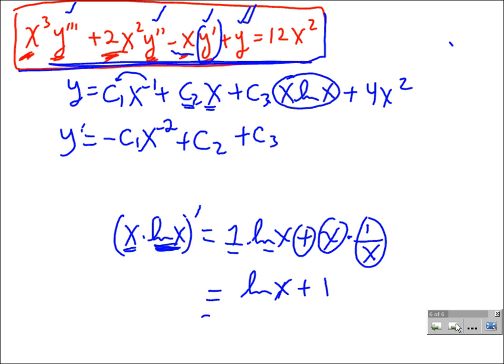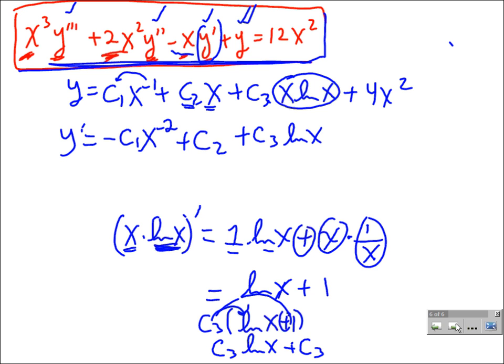And it's supposed to be multiplied by c. So what I really get is c3 ln of x plus c1, c3 times 1 is c3. So it gets 3c ln of x plus c3, plus the derivative of that, which is 8x. That's y prime. Let's calculate y double prime.